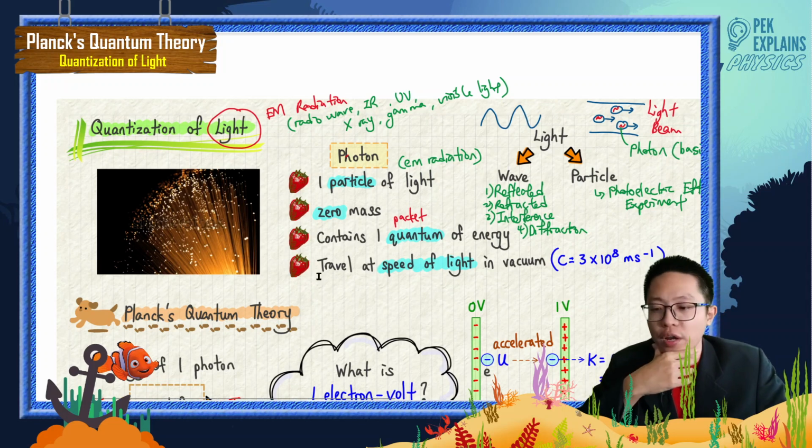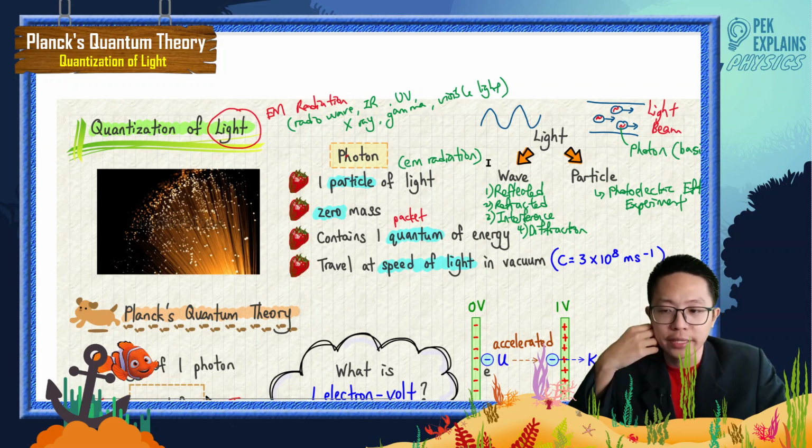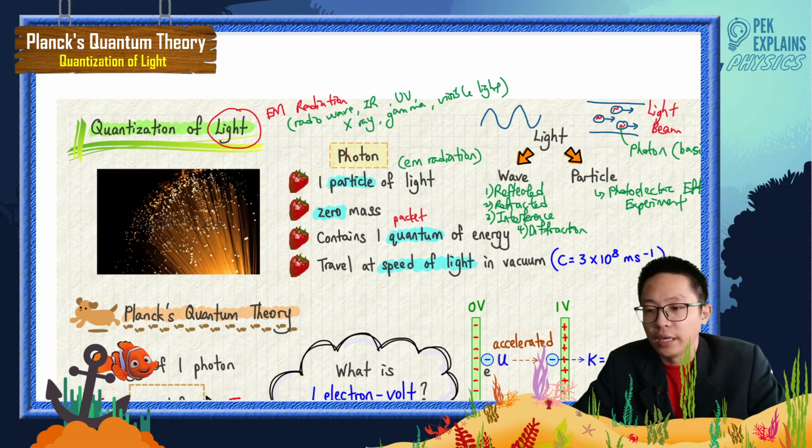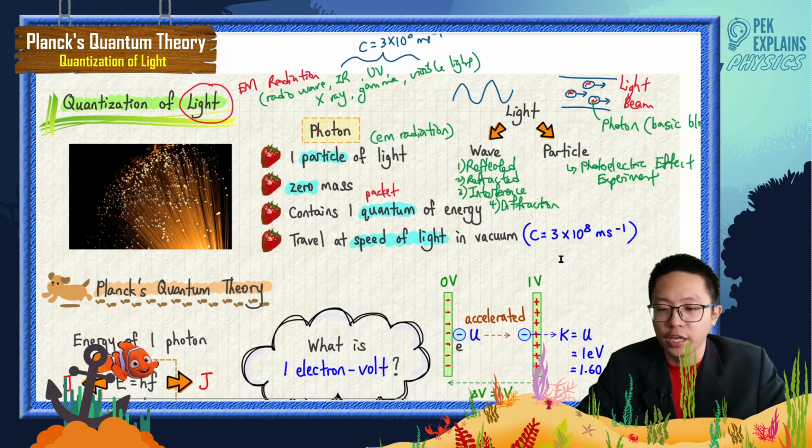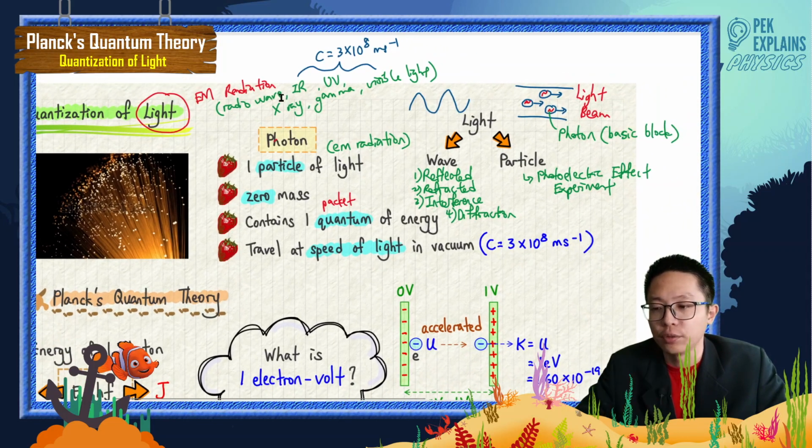And this photon travels at the speed of light, because we know that all these electromagnetic radiations have the same speed, which is 3 exponent 8 meter per second. They have the same speed, very fast. This is the speed of light. So this photon also travels at the speed of light in vacuum, 3 exponent 8.